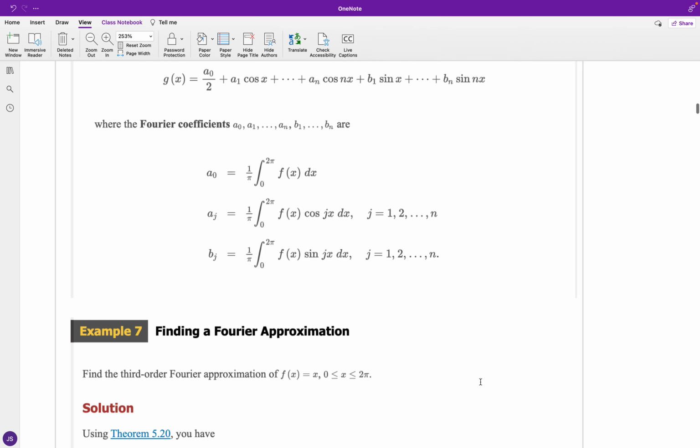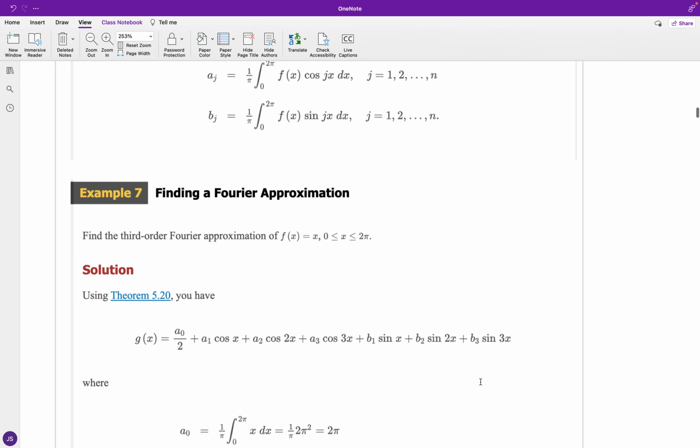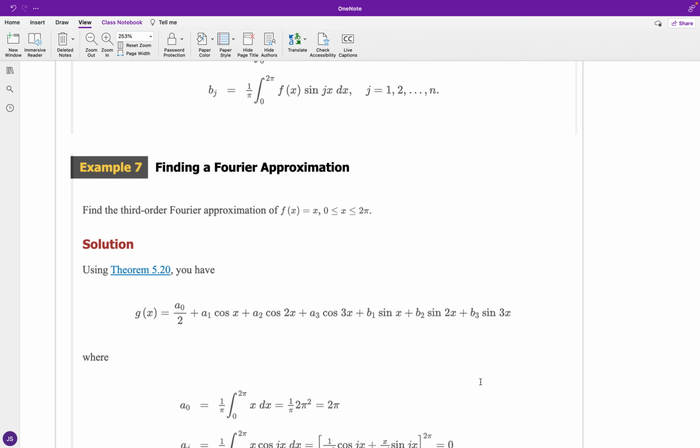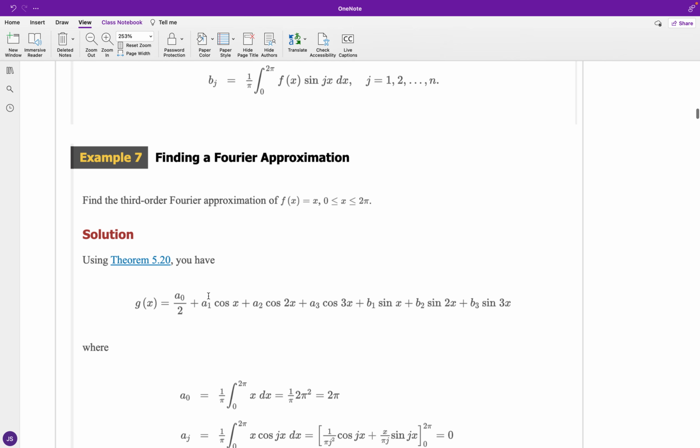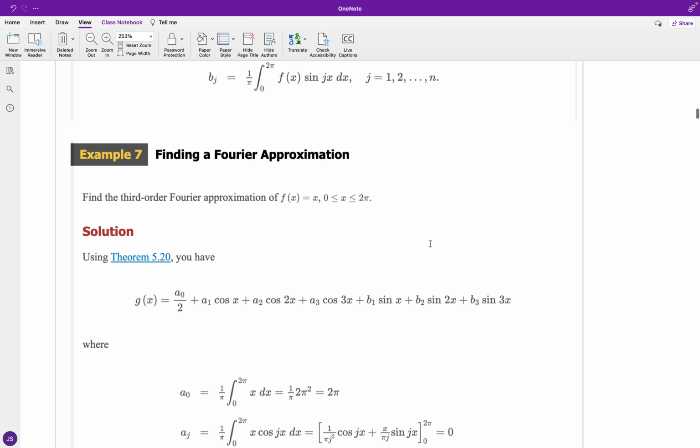Now, just an example here. It says to find the third order Fourier approximation of f of x equal to x, again, inside the closed interval between 0 and 2 pi. From the theorem, we'll have our 1/2 of a naught, and then our terms in the cosine, where we have a sub 1 cosine of x plus up to a sub 3 cosine of 3x. And for the sine terms, we're going from b sub 1 sine of x to b sub 3 sine of 3x. The reason for this limitation is because we are looking at the third order Fourier approximation.